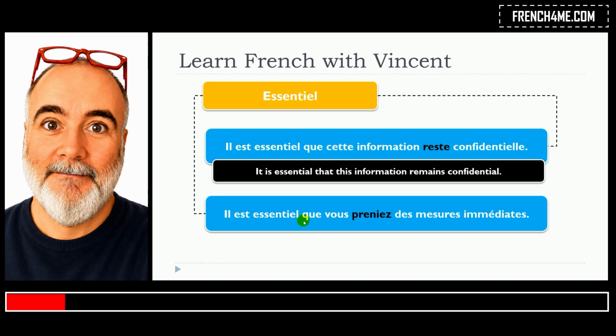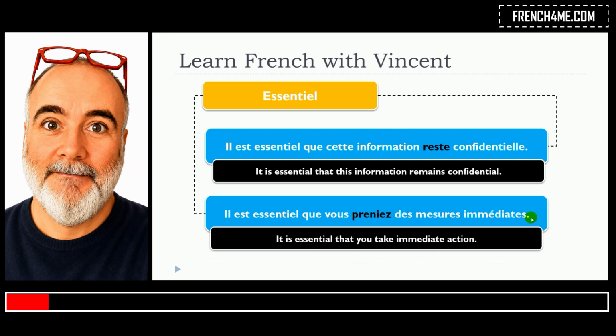Il est essentiel que vous preniez des mesures immédiates.